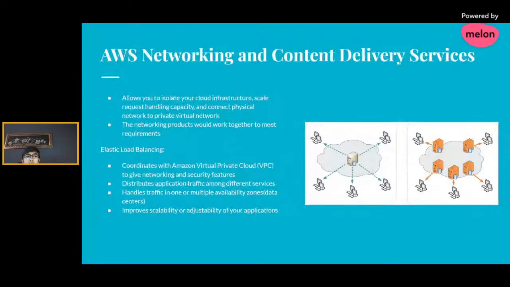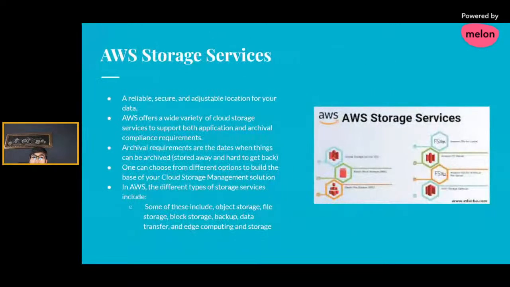AWS Networking and Content Delivery Services allow you to isolate your cloud infrastructure, scale request handling capacity, and connect a physical network to a private virtual network, and the networking products will work together to meet the requirements. Elastic Load Balancing coordinates with Amazon Virtual Private Cloud to give networking and security features, and this helps distribute application traffic among different services. It handles traffic in one or multiple availability zones or data centers. And all of this is done to improve scalability, or the adjustability, of applications.